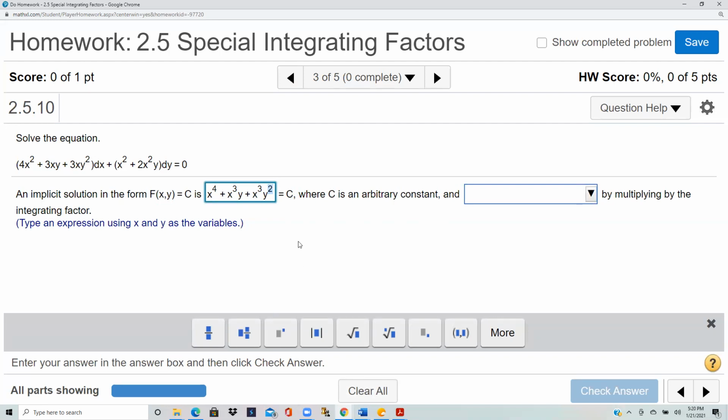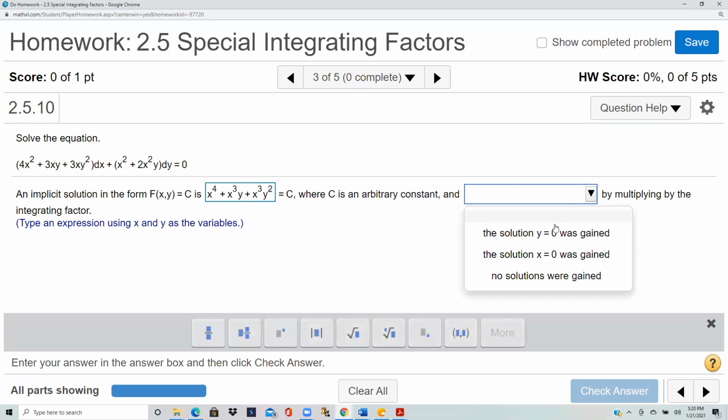And now there's a difference here. Remember, in the previous two problems, the choices were whether a solution was lost or not. Here they're asking whether a solution is gained or not. And the reason why this question has been changed is because of the integrating factor.